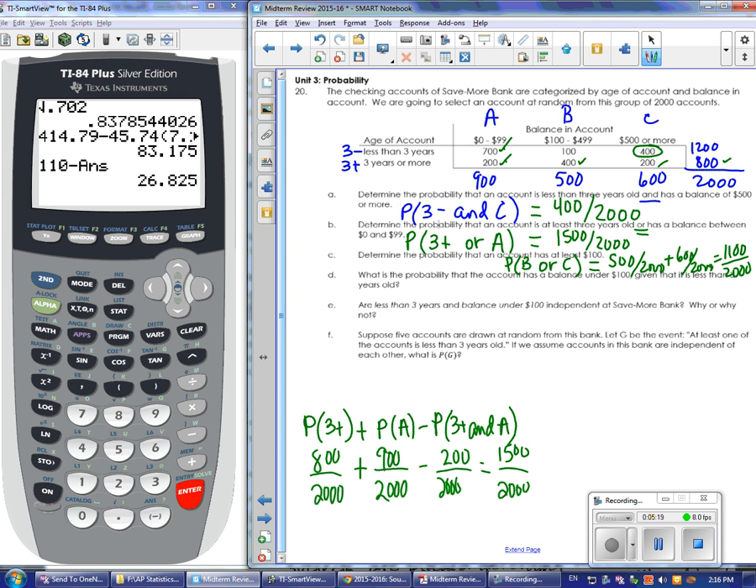Letter D says, what is the probability that an account has a balance under $100 given that it is less than 3 years old? So now we've got a given here. We're trying to find the probability of under 100. So that's going to be our event A, given that it's less than 3.